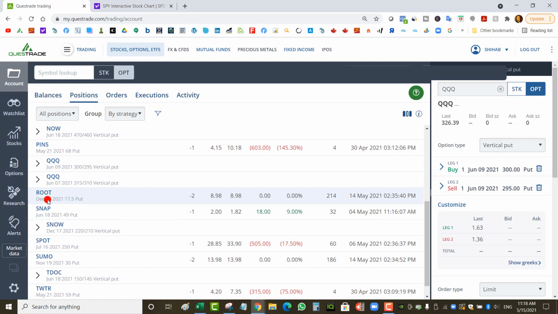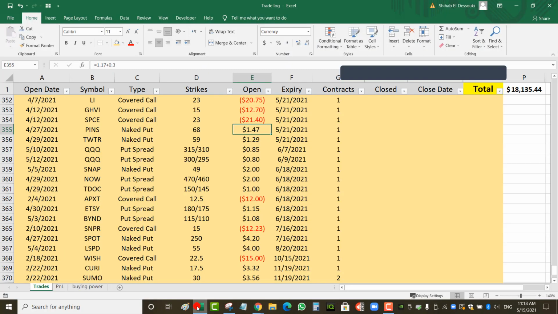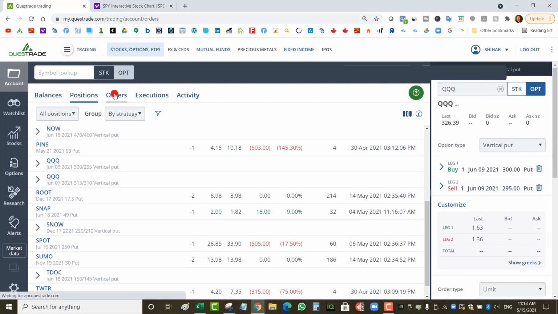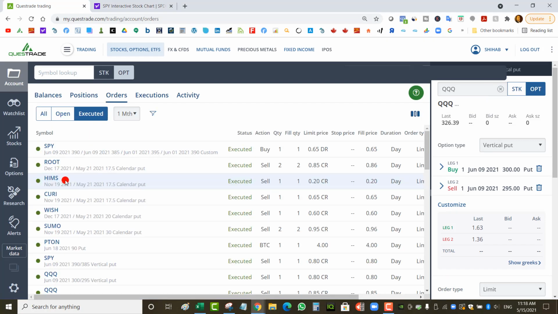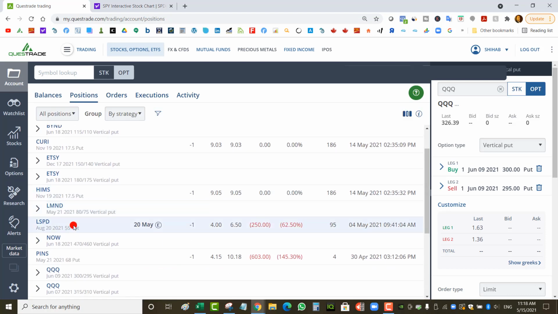Next, I've got a naked put on Root at a 17.5 strike. It has an expiry of December, so I rolled it. I think it was a May 21st expiry. And if I go to executed Root, I collected an extra 86 cents by rolling it from May 21st to December 17. I kept the same strike though. So that's Root for you.